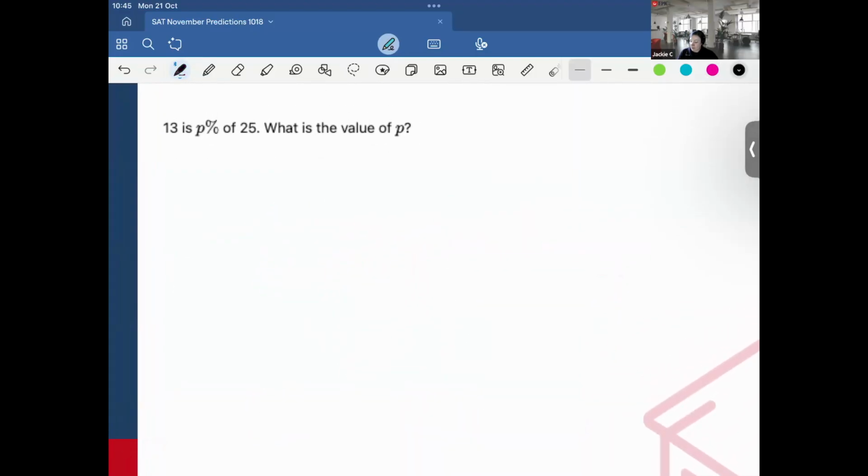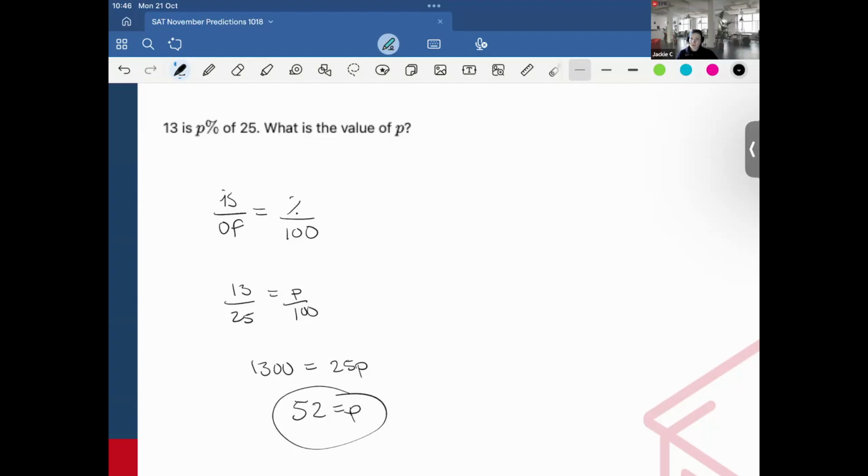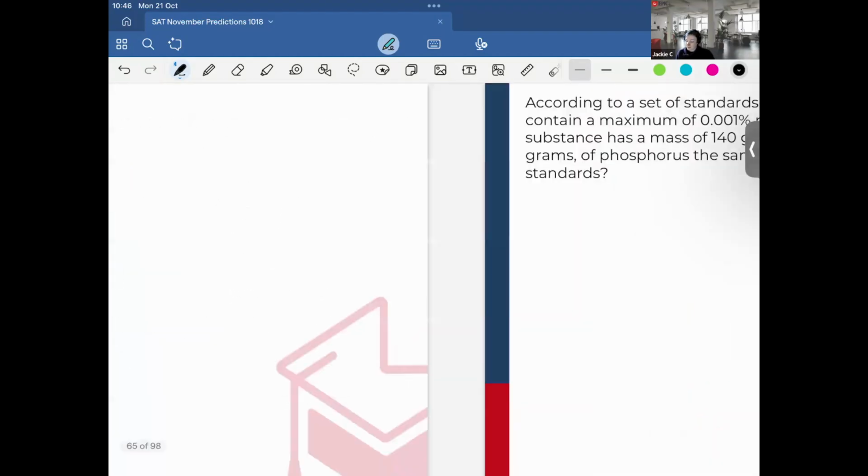13 is p% of 25. What is the value of p? I can use the percent proportion formula: is over of equals percent over 100. So 13 is p%, which is what I'm solving for, of 25. Cross multiply, so 1300 is equal to 25p, and then divide. 1300 divided by 25 will give me 52 is equal to p, which is our amazing answer.